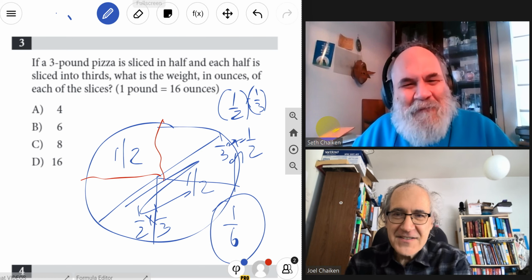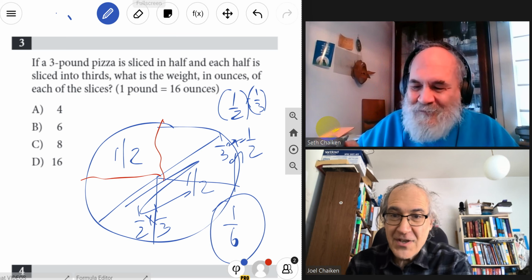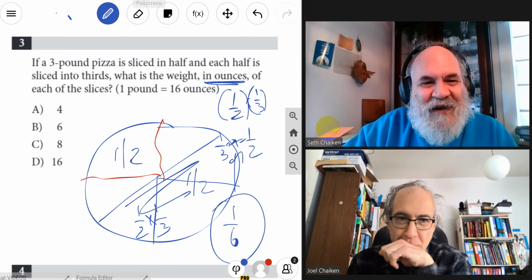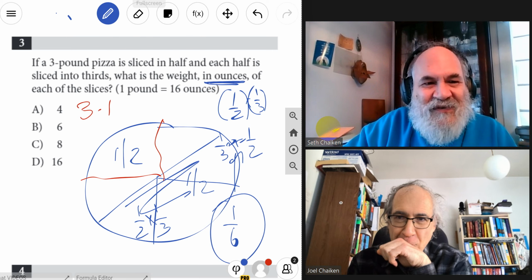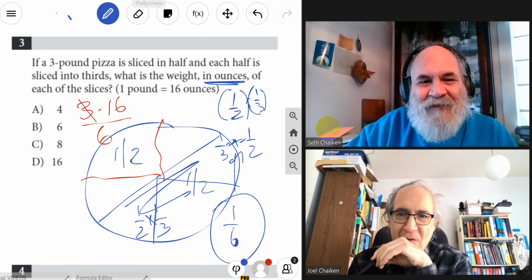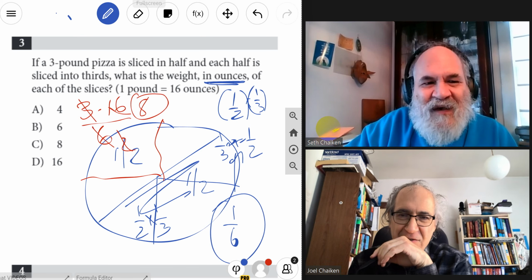So each slice is 1/6. Now we have to worry about unit conversion because this is getting confusing. The answer has to be in ounces. So 3 times 16 divided by 6, and then cancel like crazy. 2, 8. So the answer is 8 ounces.